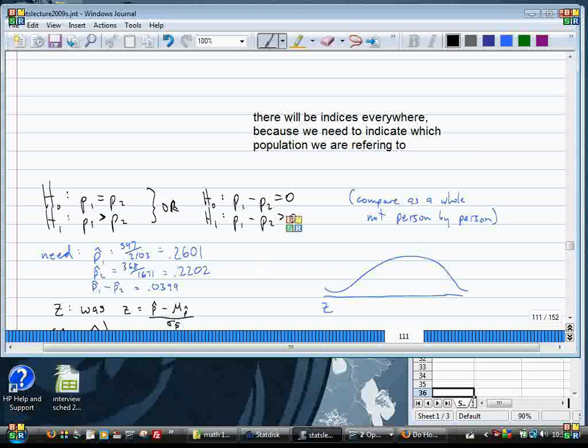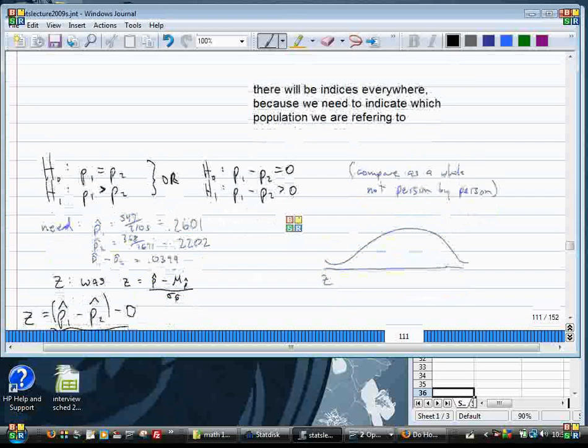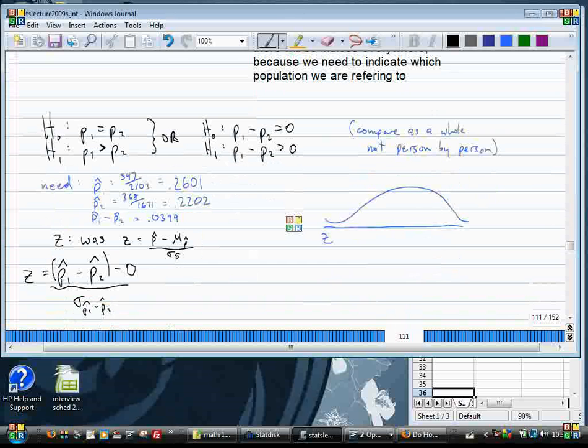So instead of p hat, we're going to have p1 hat minus p2 hat. And instead of mu for p hat, it's going to be what? Mu for p1 hat minus p2 hat. And instead of sigma for p hat, it's going to be sigma for p1 hat minus p2 hat. Exactly.